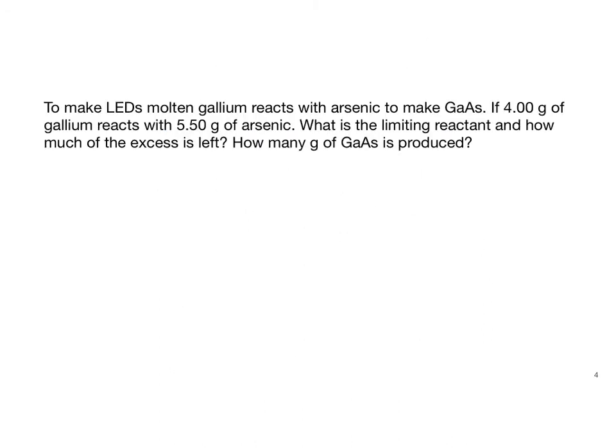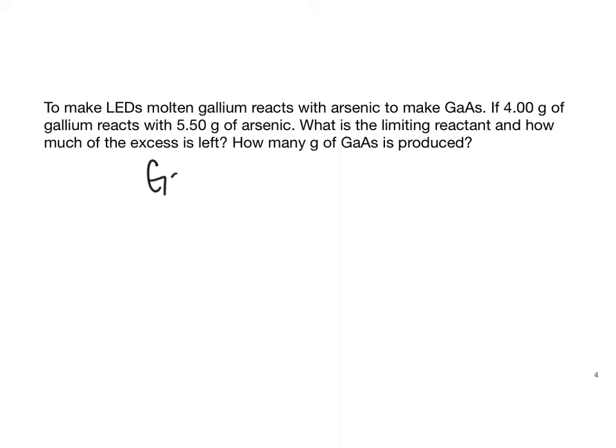So in our next example, we want to make LEDs. We're going to react molten gallium with arsenic to make gallium arsenide. And so we're going to have 4 grams of gallium to react with 5.5 grams of arsenic. What is the limiting reactant? How much of the excess is left? And how many grams of gallium arsenide is produced? 3 questions. So the thing is, before we do anything else, we actually need a balanced chemical equation.